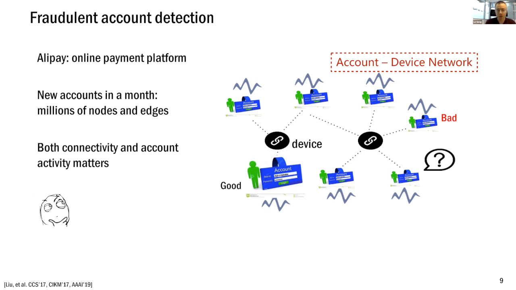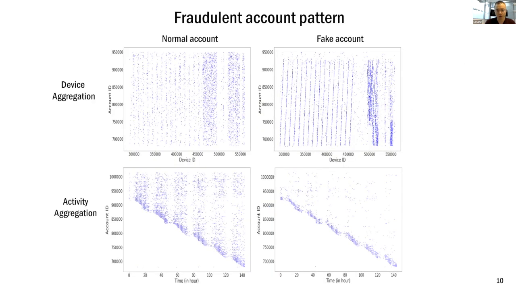So the question is whether you can integrate these two sorts of information, connectivity information and account-level information. Both contain some information about whether this particular account is fraudulent or not. So here, just a quick look at the data. You will see both types of information are useful for fraudulent account detection.